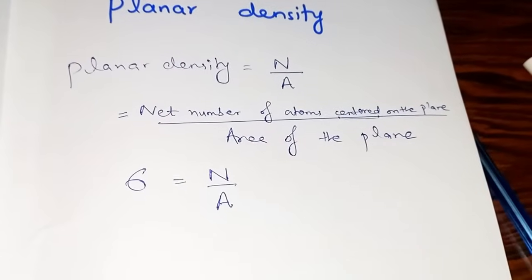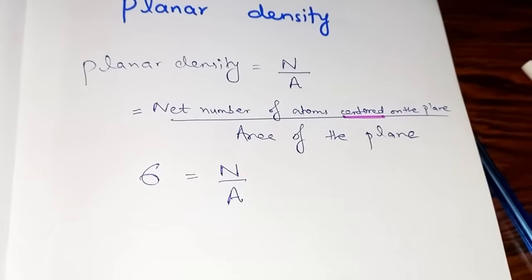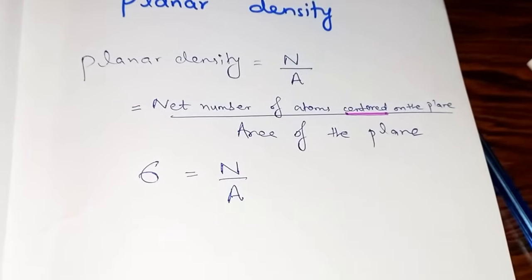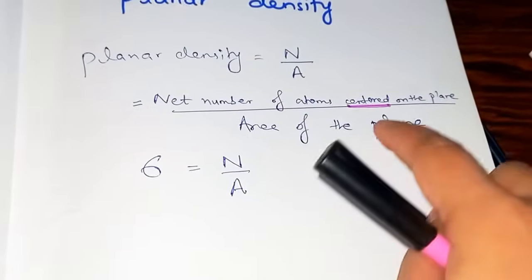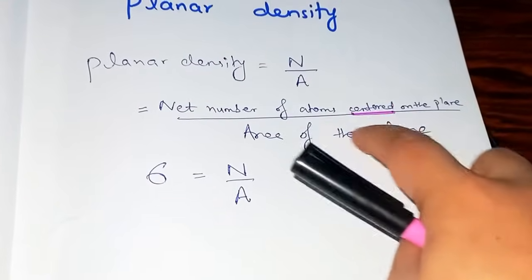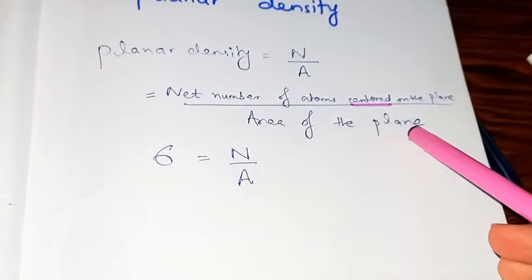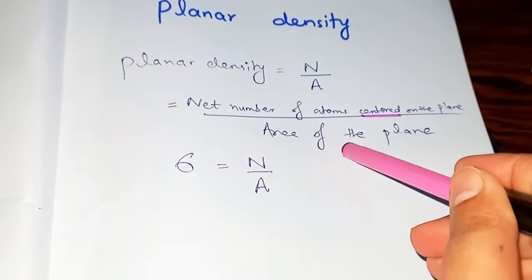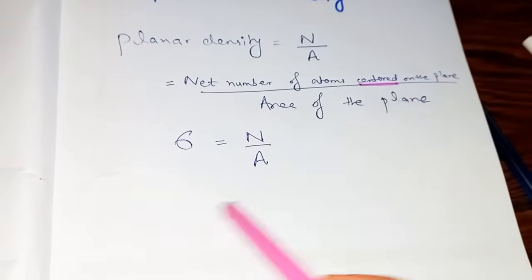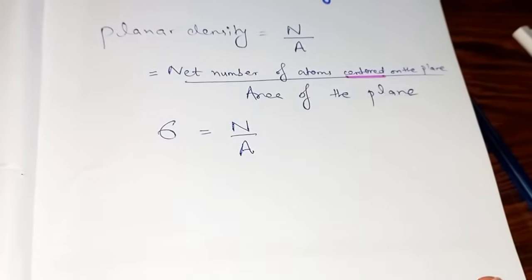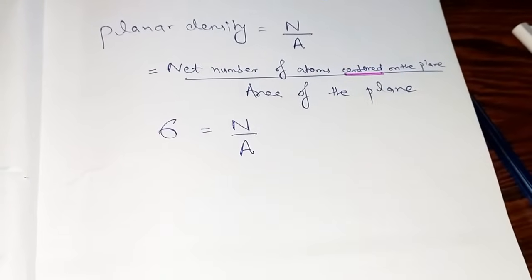Now the word centered here is really crucial to decide whether the atom is going to be considered part of the plane's property or not. Whether the atom is inside the plane's property depends on whether it's centered on the plane or not. We'll understand it later on. So there are two critical things that we need to calculate: one is capital N and the other is the area of the plane. Let's draw the plane now and see how to calculate these two parameters from that drawn plane.